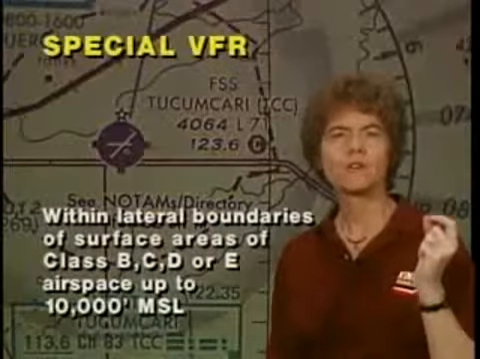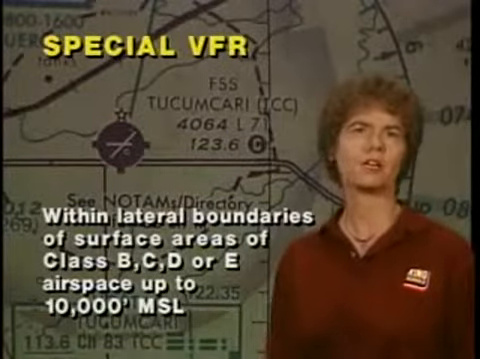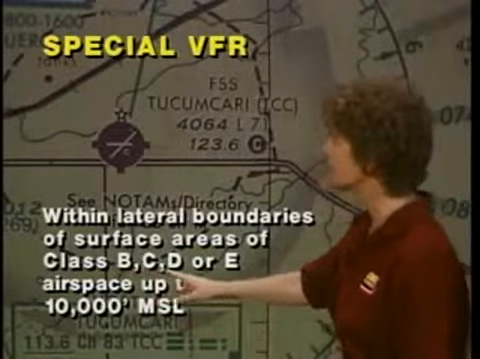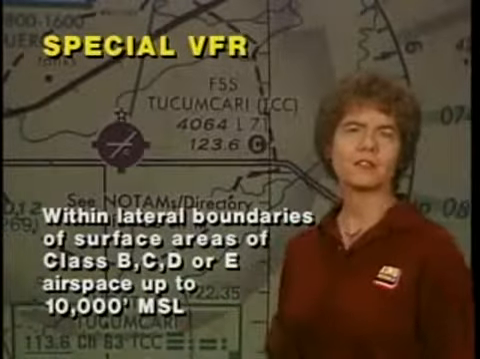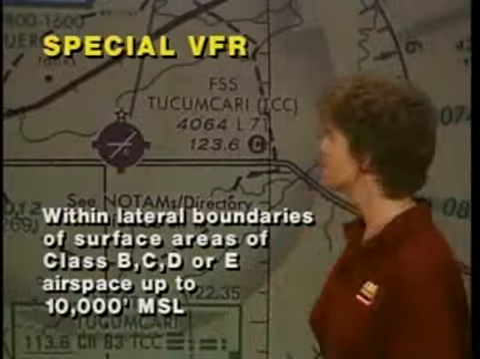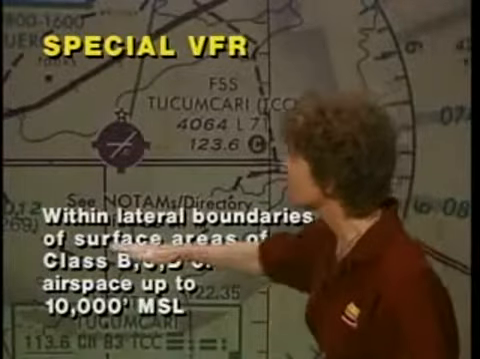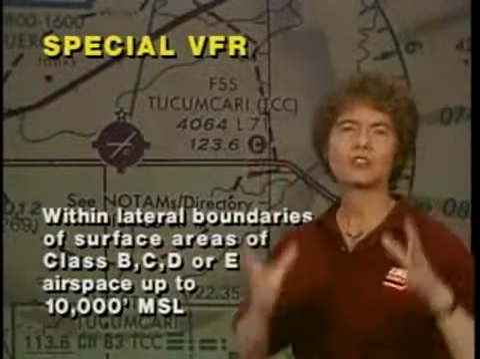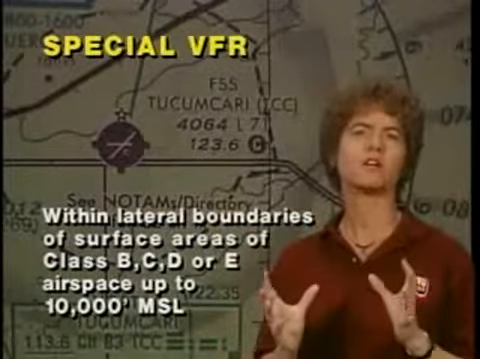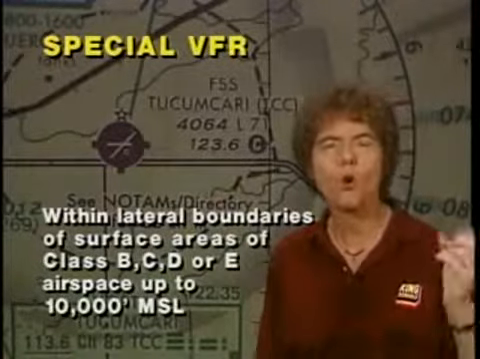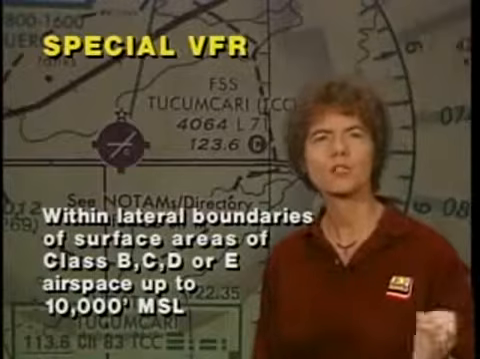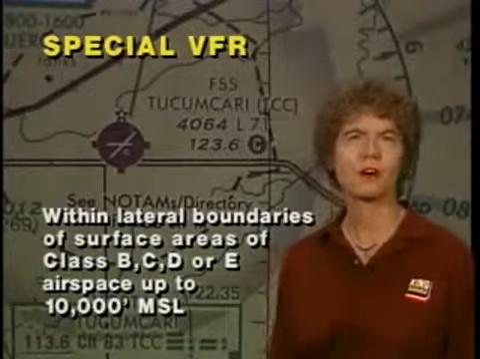Special VFR operations are allowed within the lateral boundaries of the surface areas of Class B, C, D, or E airspace up to but not including 10,000 feet MSL. And what we mean by the surface areas is where those airspace areas actually touch the earth. Within the lateral limits of those surface areas, up to but not including 10,000 feet for Class B, C, D, or E airspace, you can request and receive a special VFR clearance.